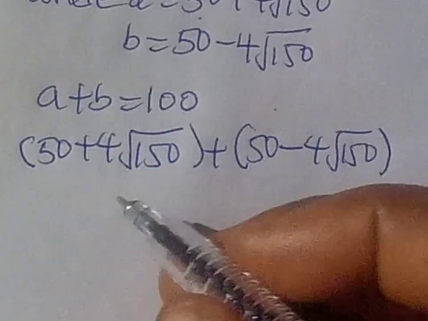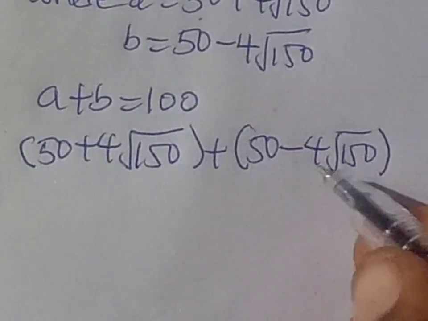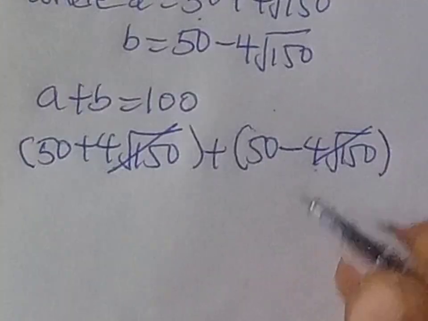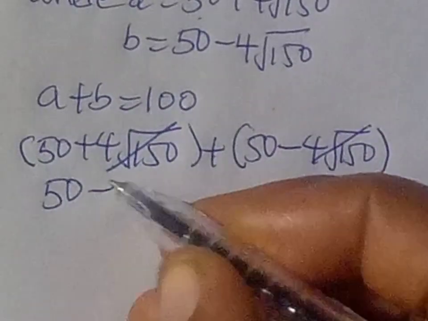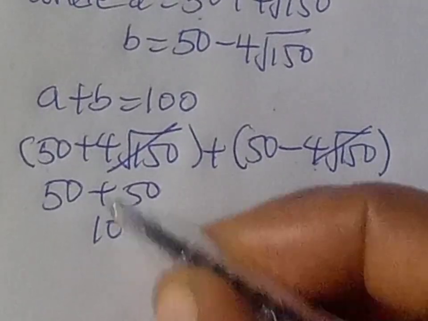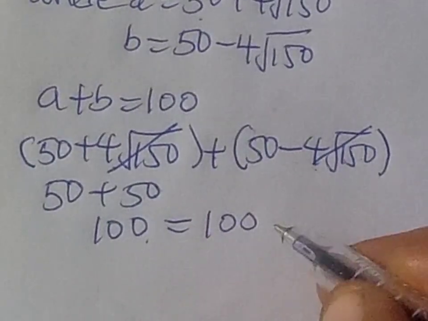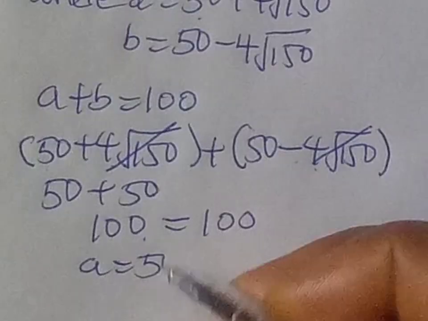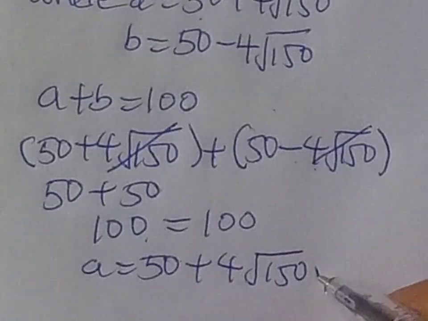Now let's cancel the radicals, that is plus 4 root 150 minus 4 root 150. So this minus this, let's cancel. Then we are left with what? 50 plus 50. So 50 plus 50 will give us 100. So on the left side we got 100, and on the right side 100 was given. That means our A equals 50 plus 4 root 150 is correct.